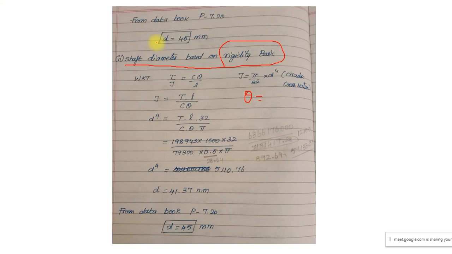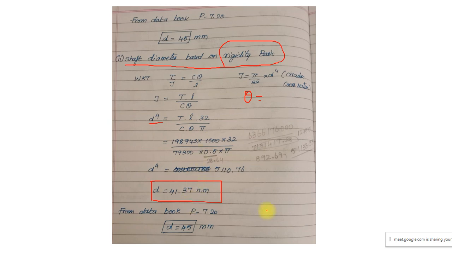If I substitute, I know the formula for J is equal to pi by 32 into D power 4. So I need D power 4. D power 4 is equal to T into L into 32 divided by C into theta into pi. If I substitute all the values, I have a small clarification here. Once you solve this problem, check whether the value of D is coming 41.37 mm. That is what I required. Since I cannot solve all the content for you, try to solve it and tell me what the value is.